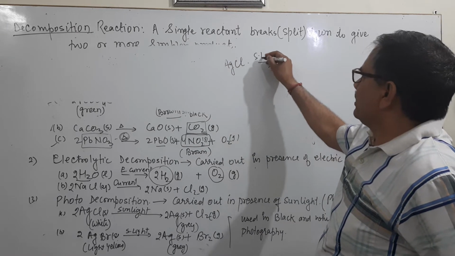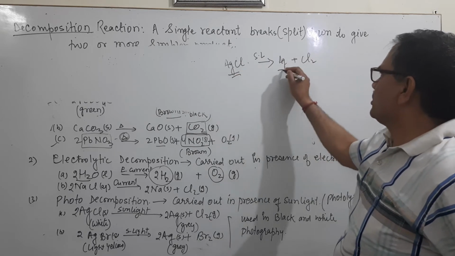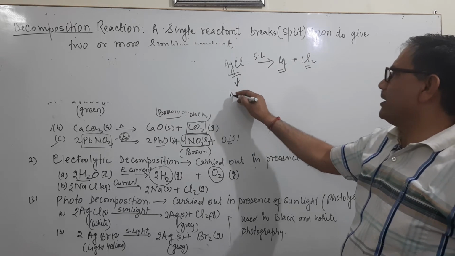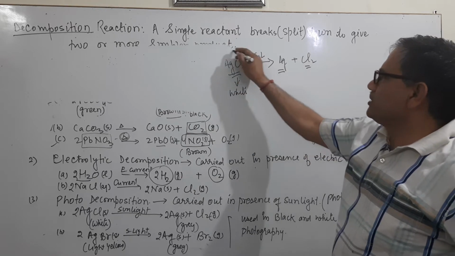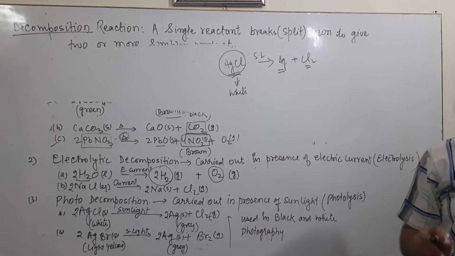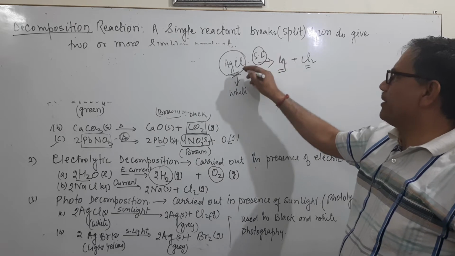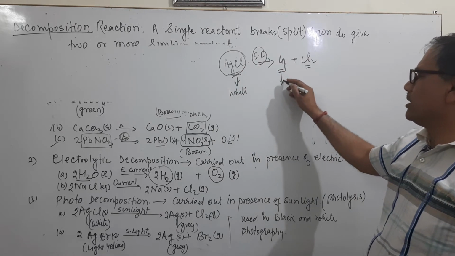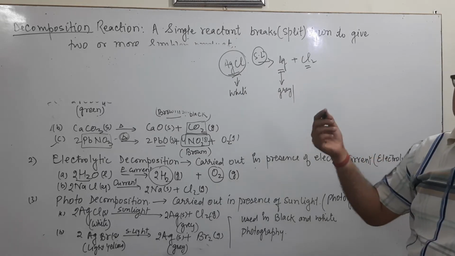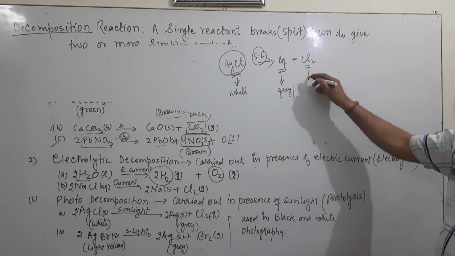AgCl, in sunlight, gives Ag plus Cl2. This is solid, this is gas. This AgCl is white in color. What is the name of this AgCl? Silver chloride, which is white in color, and it will decompose in presence of sunlight. It breaks and gives silver, which is gray in color or maybe slightly brown, and the gas is chlorine.